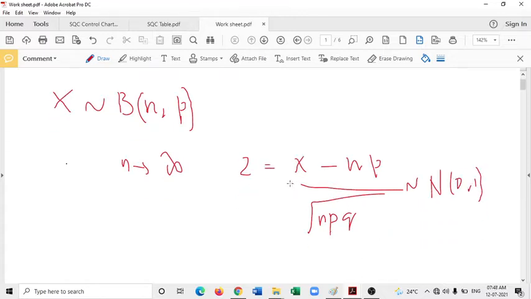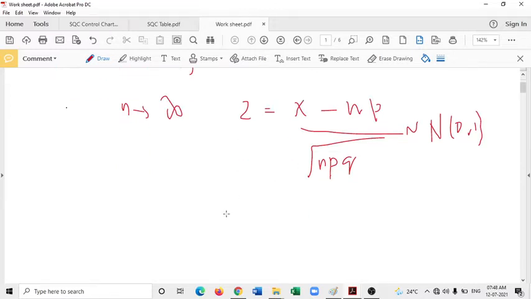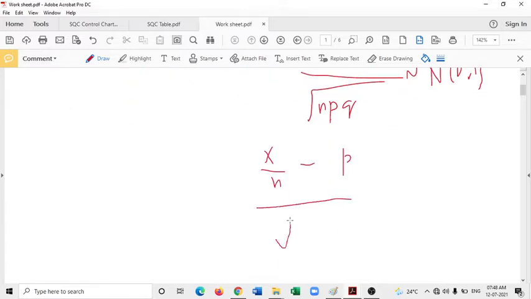So if you divide this throughout by n, it becomes x by n minus p divided by root of pq by n. And this principle we already considered in testing of a proportion with a specified value, equality of proportions, and on many occasions. So this is the main thread of constructing the control charts for proportion, that is P. This x by n is taken as the sample proportion, so that it has a normal distribution.